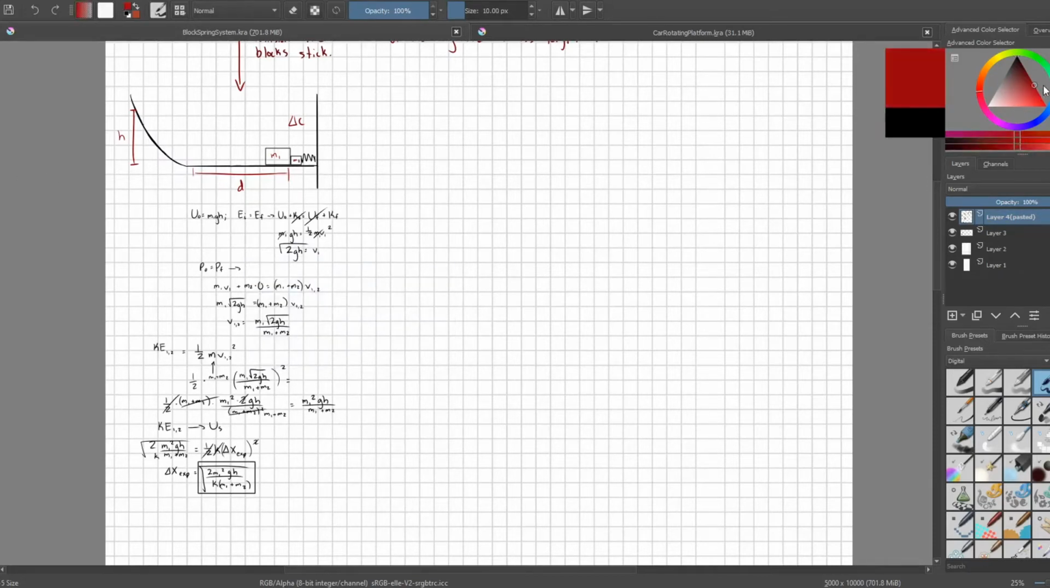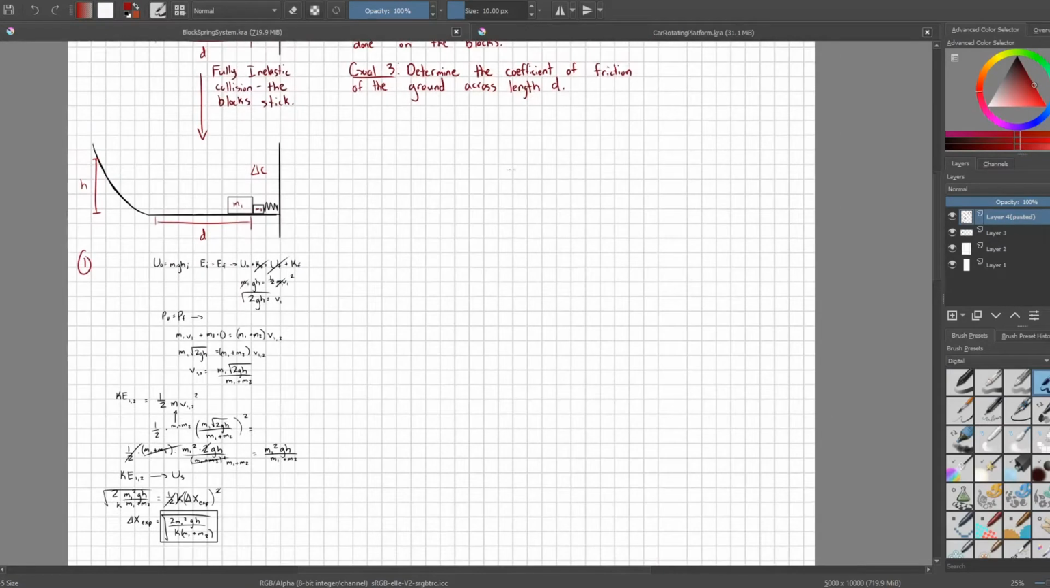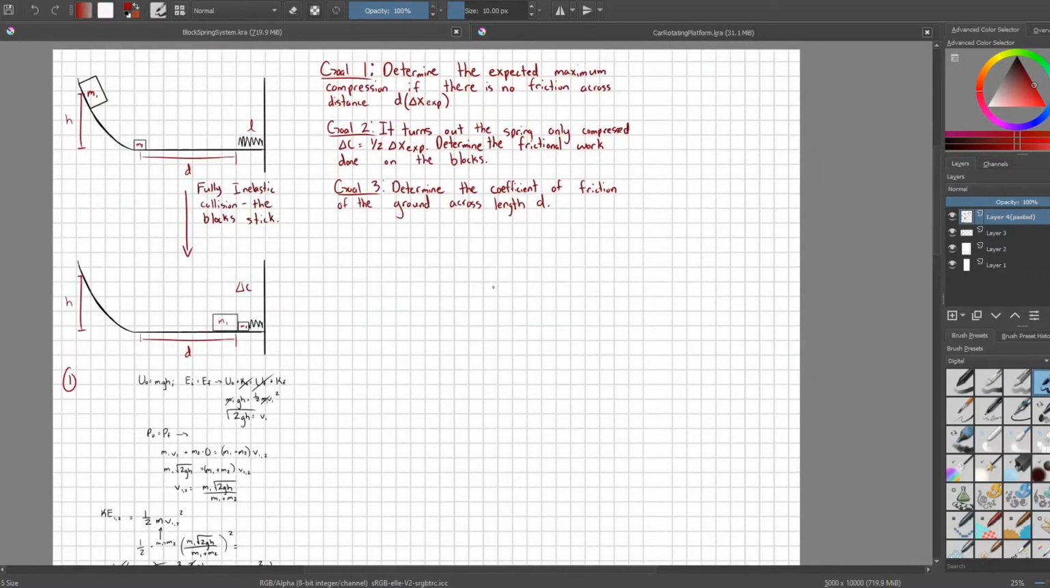And I'm going to put a little 1 here to indicate that we've done goal number 1. Okay. So now goal number 2: it turns out that the spring only compressed the delta C of 1/2 of that, right? So we have to figure out the frictional work done on the blocks.